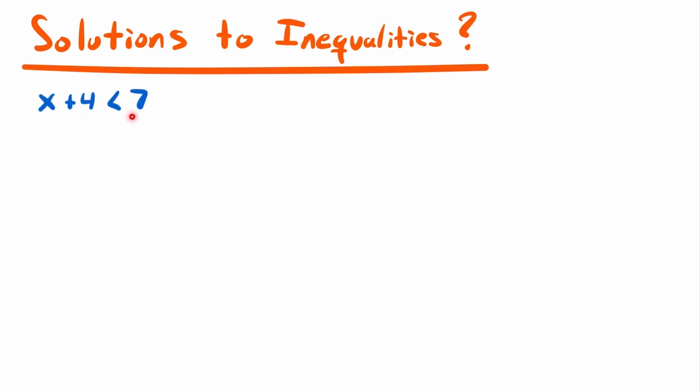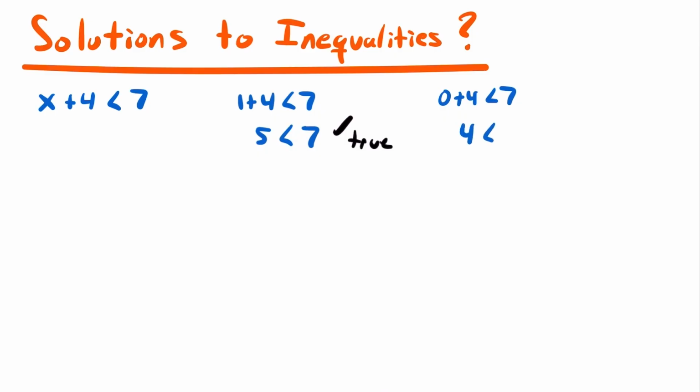We're still working with the same inequality, but now let's let x be equal to 1. If x is 1, then we have 1 plus 4 is less than 7, and 1 plus 4 is 5, so we have 5 is less than 7. That's a true statement. Or what about if we let x be equal to 0? We would have 0 plus 4 less than 7. 0 plus 4 is 4, so we have 4 is less than 7, and that is also a true statement.